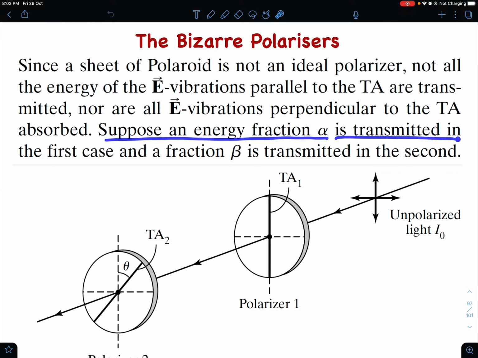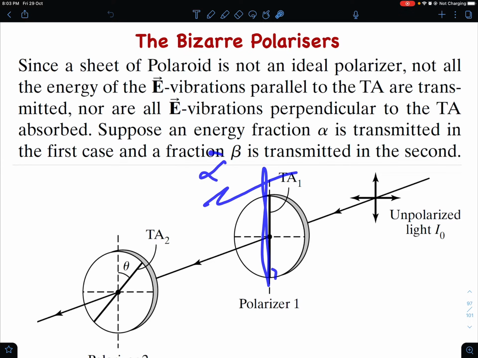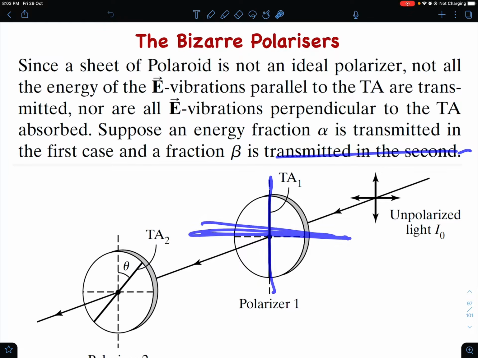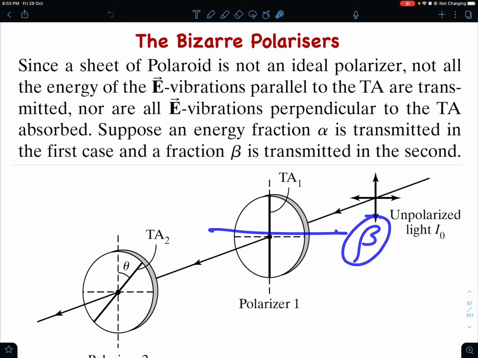What's given is, in the next line, suppose an energy fraction alpha is transmitted in the first case, that is, along the transmission axis alpha fraction is transmitted. The energy associated with the transmission axis, only alpha fraction of that is transmitted. And similarly, a fraction beta is transmitted in the second case. So what's meant by second case? Along the axis perpendicular to the transmission axis, a fraction beta is transmitted. So energy associated with this polarization, beta fraction is transmitted, and with this polarization alpha fraction is transmitted. Okay, so it's not a perfect absorber or perfect transmitter in the two directions.